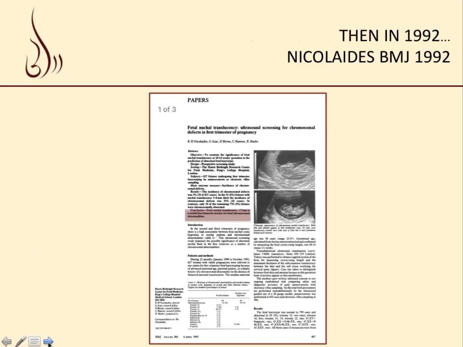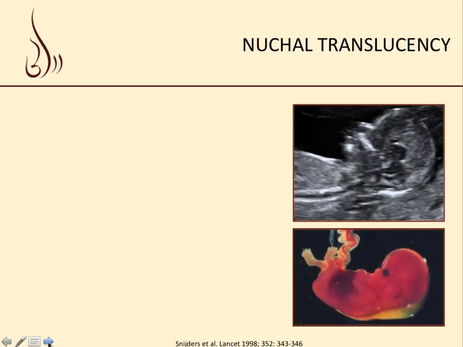Seven years after Professor Benacerraf described the nuchal fold, we had the nuchal translucency from Professor Nicolaides, where they reported that a nuchal translucency in the first trimester of greater than 3 millimeters highly correlates with chromosomal aberrations. So this was exactly 25 years ago, and so much has changed in the past 25 years.